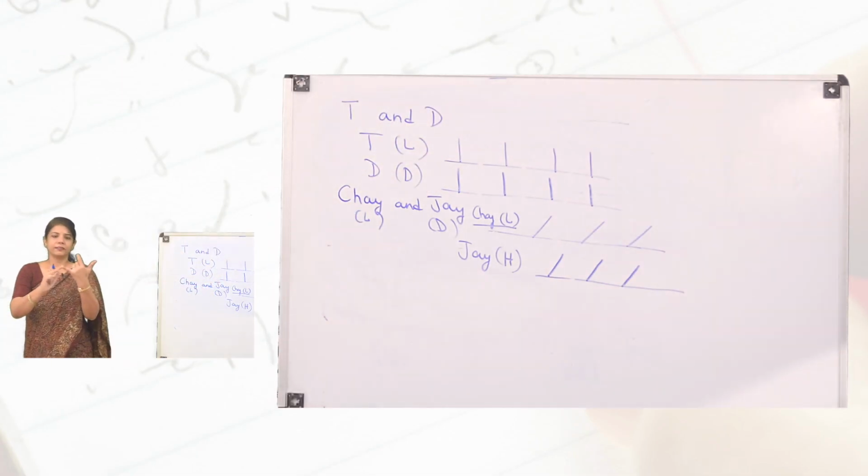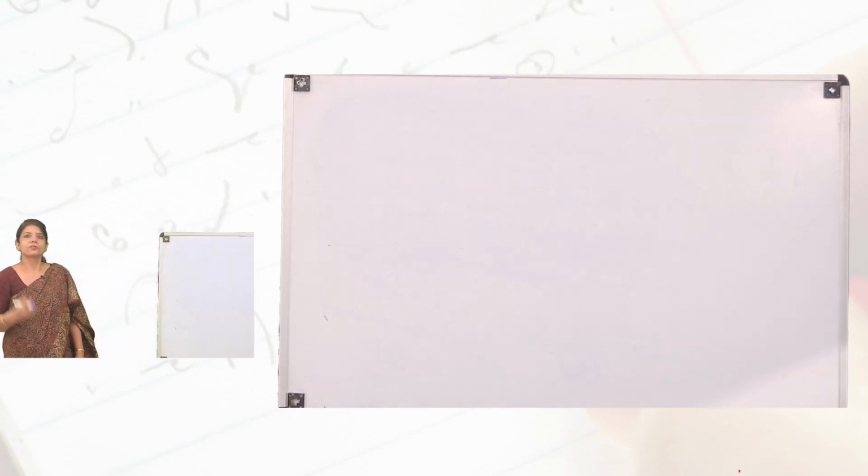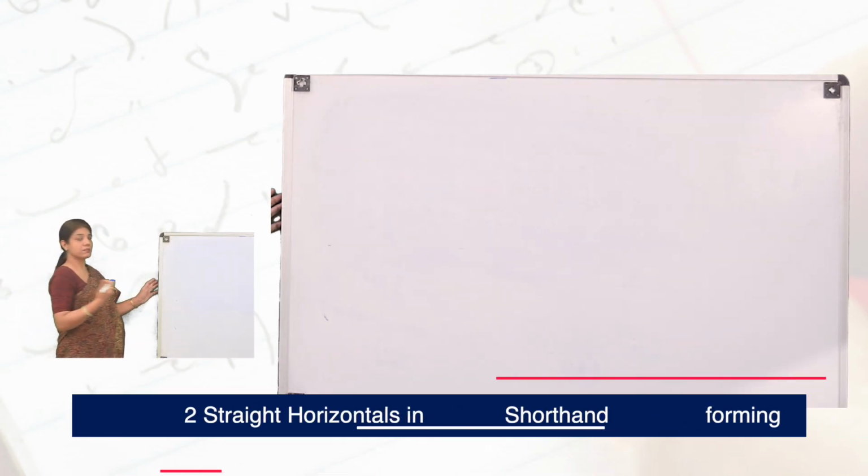So we have learned the outlines of straight downstrokes. I am repeating, please do remember them, do remember the category. Now we have 6 straight downstrokes: P and B, first pair. Second pair, T and D. Third pair, Che and J. Now moving to straight horizontals.